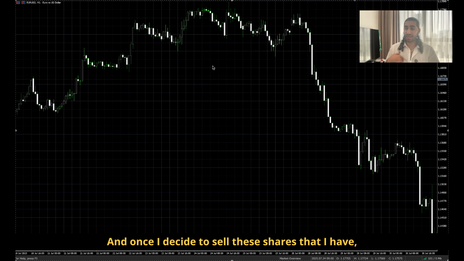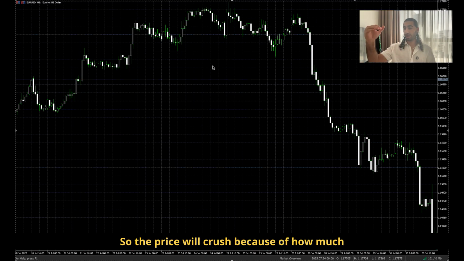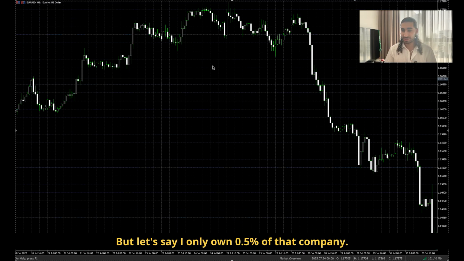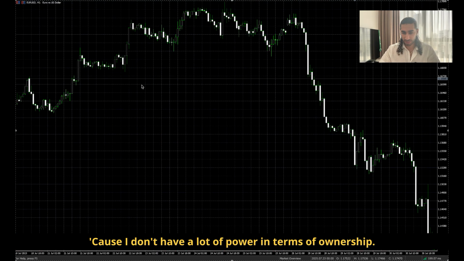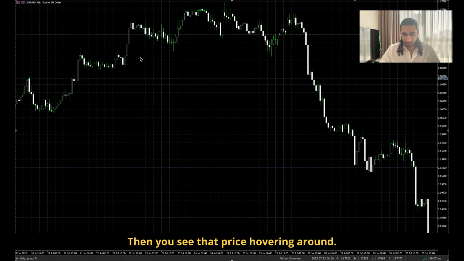And once I decide to sell these shares that I have, what's going to happen? I'm taking my money out of the company. So the price will crash because of how much I own in the company. But let's say I only own 0.5% of that company. Whether I buy or sell the shares that I have, nothing will really happen, because I don't have a lot of power in terms of ownership. Then you see that price hovering around.